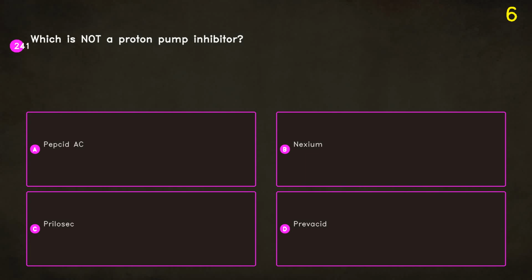Question 241. Which is not a proton pump inhibitor? A. Pepsid. B. Nexium. C. Prilosec. D. Prevacid. The correct answer is Pepsid.